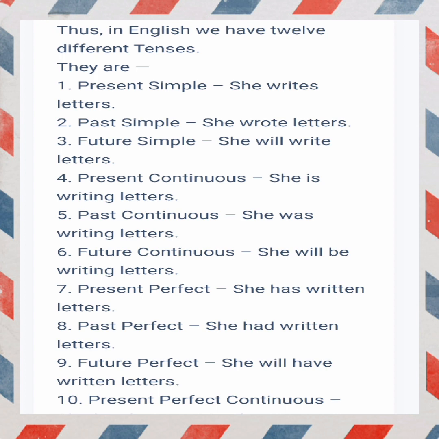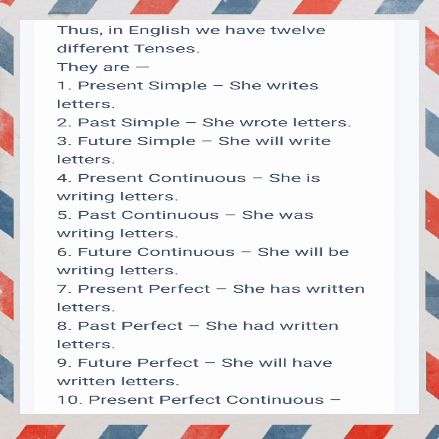Now in English we have 12 tenses. They are simple present: she writes letters. Simple past: she wrote letters. Simple future: she will write letters. Present continuous: she is writing letters. Past continuous: she was writing letters. Future continuous: she will be writing letters.